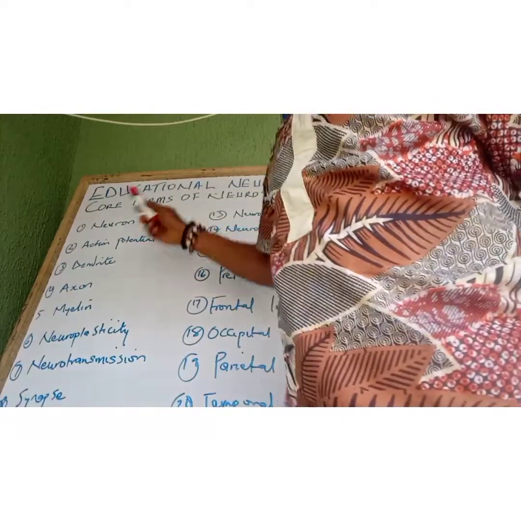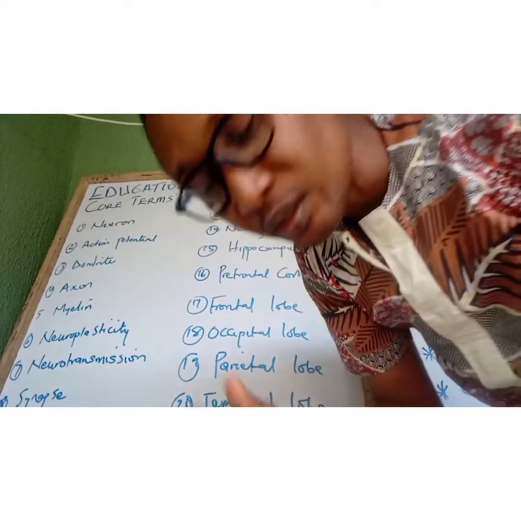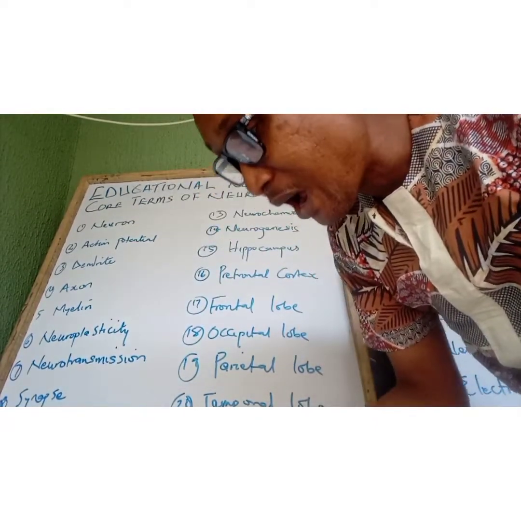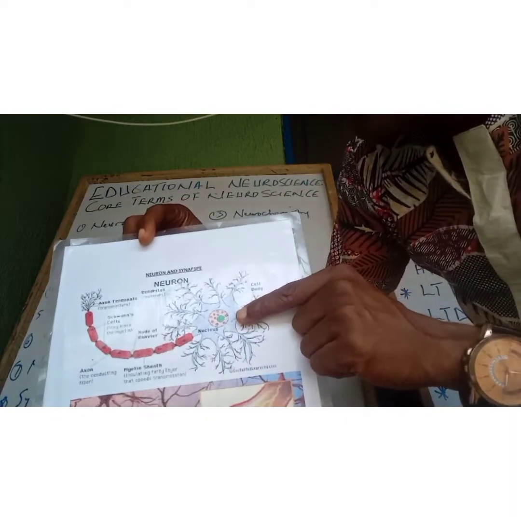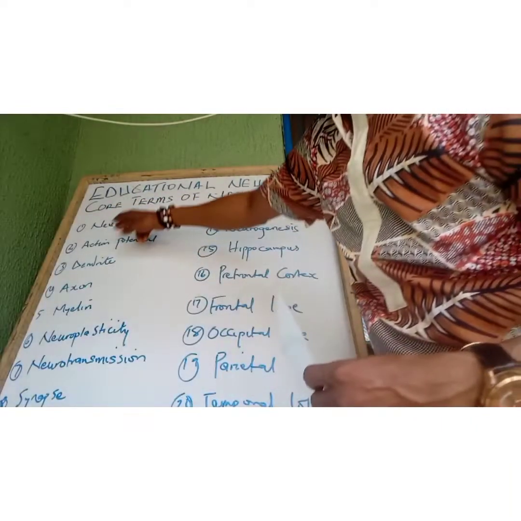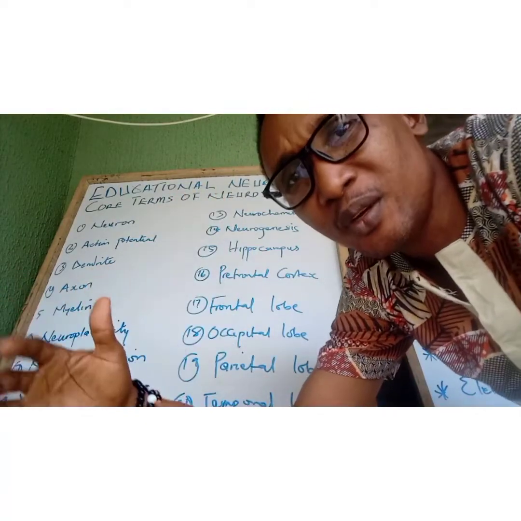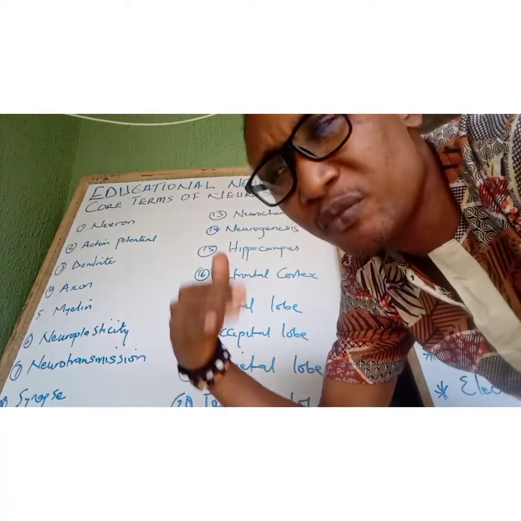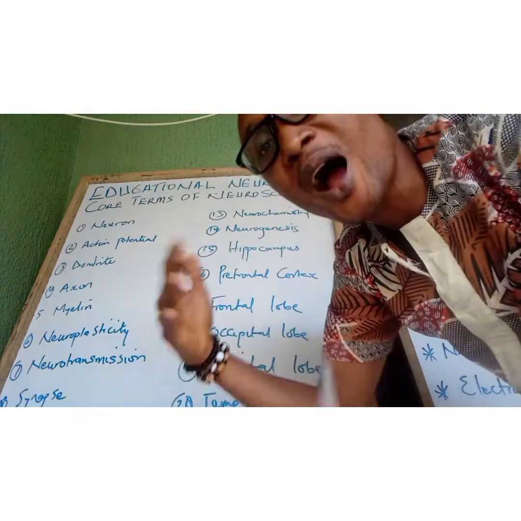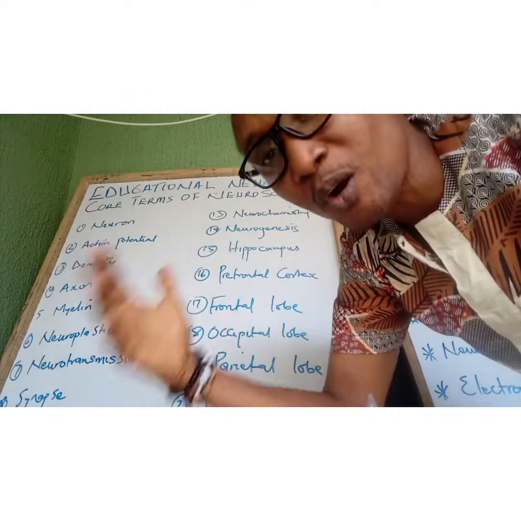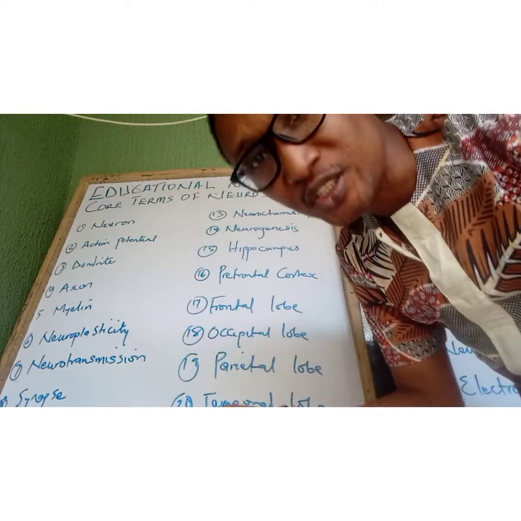So the first one is the neuron. The brain has about 100 billion, 86 to 100 billion neurons, and neurons are just cells in the brain. This is a good image of a neuron. The second one is action potential. Action potential means that whenever an individual is thinking or performing a particular activity, these neurons become active. They begin to spike, and the spike is called action potential.